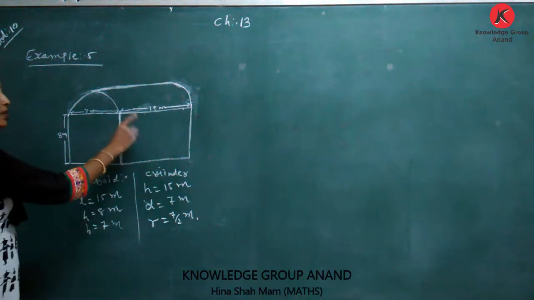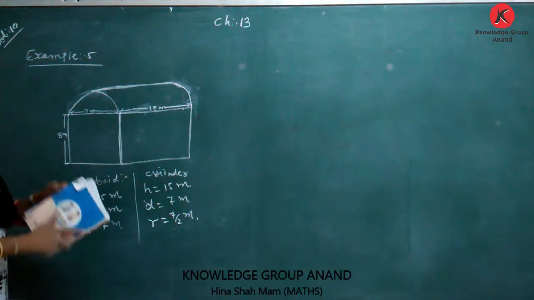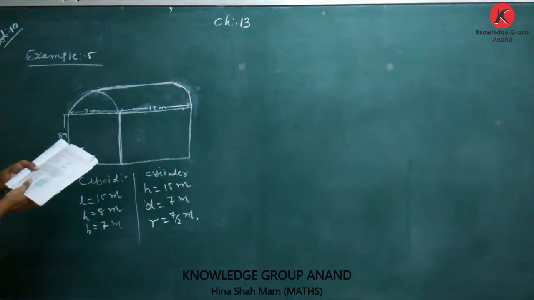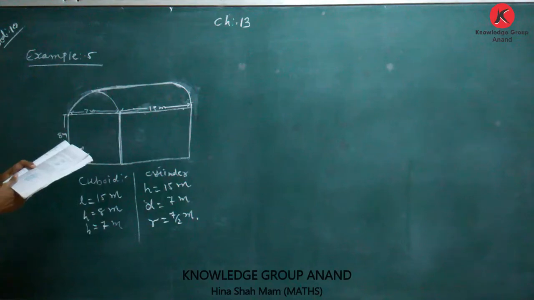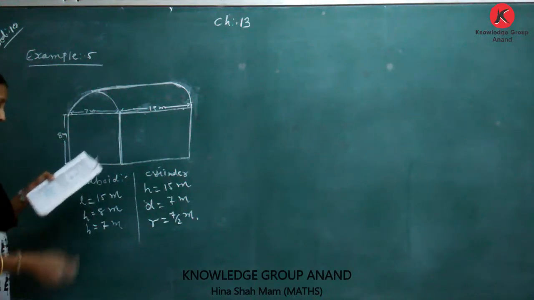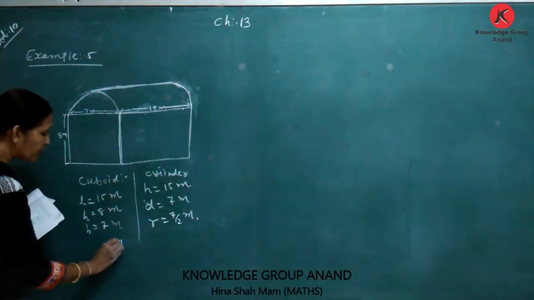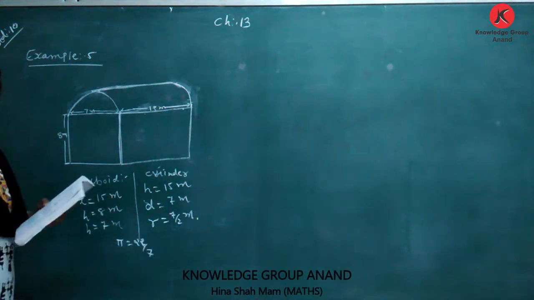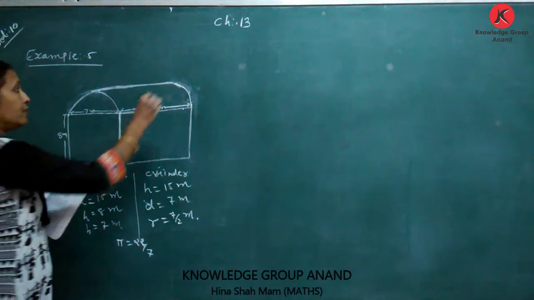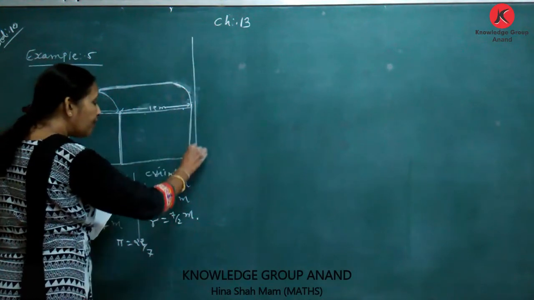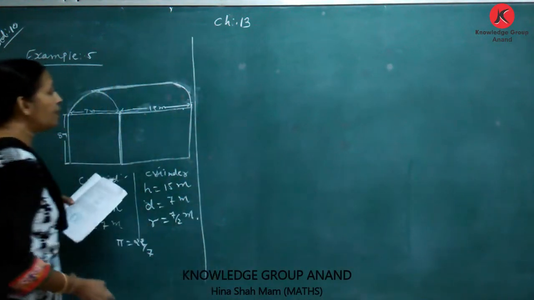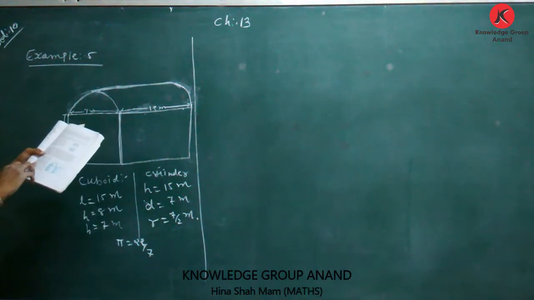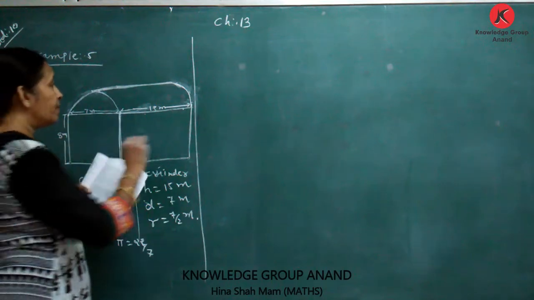Find the total air in this portion. Find the volume of air that the shape can hold. Pi is equal to 22 by 7. We find the further question again. In the last, first we find the volume of air that the shape can hold.